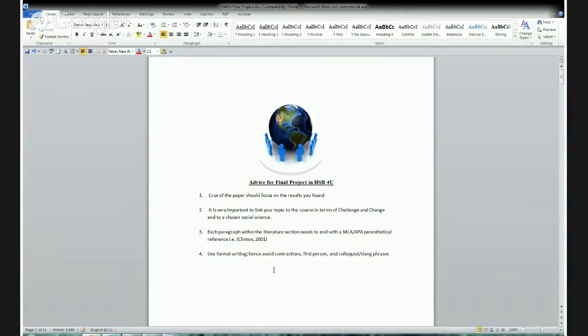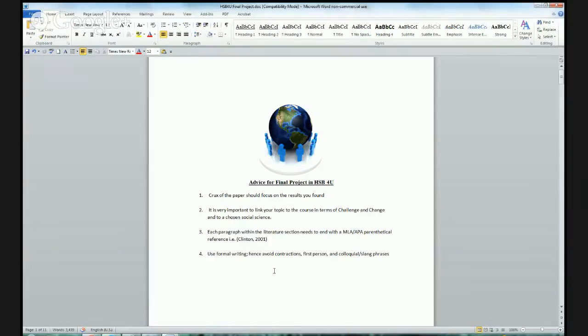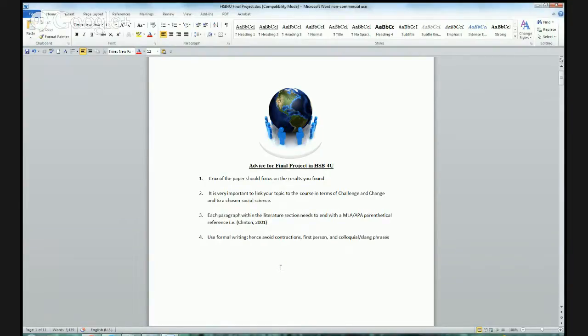It's also very important not to just write this paper in terms of a research paper, but to write it in terms of a given social science and in challenge and change. There are aspects that keep you focused on that. Each paragraph within the literature review, which you've already completed, is going to end with a reference. You have to put a reference, MLA, APA, Chicago style, whatever. Because you're using secondary sources in that part, you need to reference them properly.